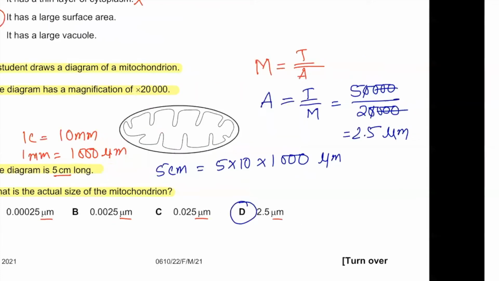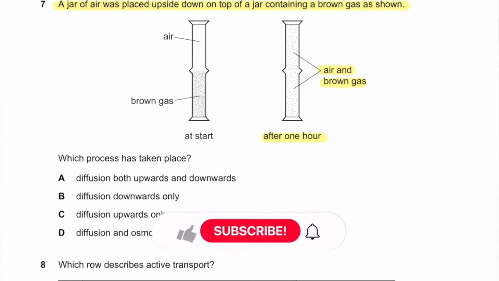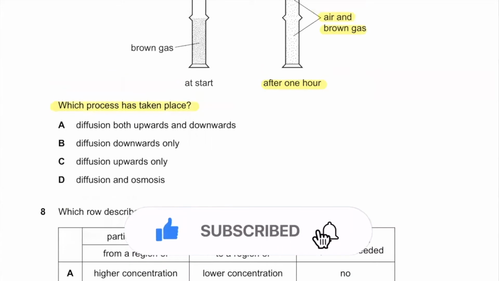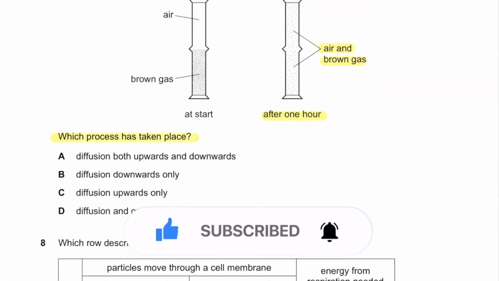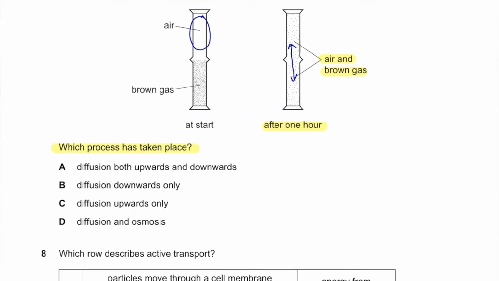6D. Question number 7. A jar of air was placed upside down on top of a jar containing a brown gas as shown. After some time, after 1 hour, we can see the air and the brown gas have mixed together. Which process has taken place? All right. So we can see that the brown gas has evenly distributed itself, and what was air previously will definitely distribute itself in both places. So diffusion both upwards and downwards has occurred.